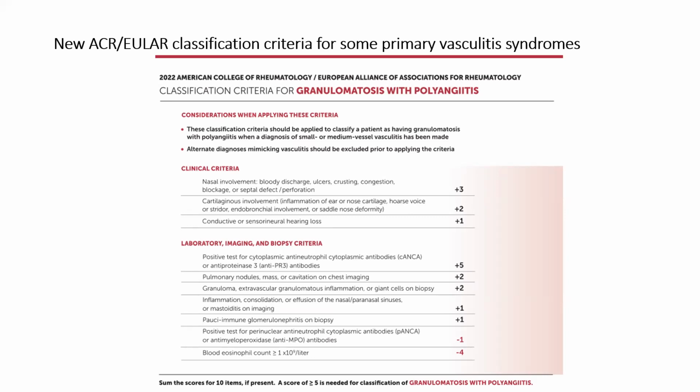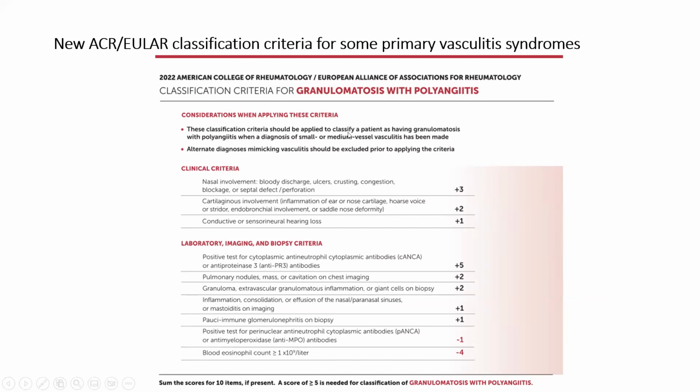So recently, just a few months ago, the ACR and EULAR, the American College of Rheumatology and European Alliance of Associations for Rheumatology, have come up with validated classification criteria for some of these primary vasculitic syndromes. So far, they have published 3 of them: for GPA, for MPA, and for EGPA. I'll briefly take you through these new classification criteria.